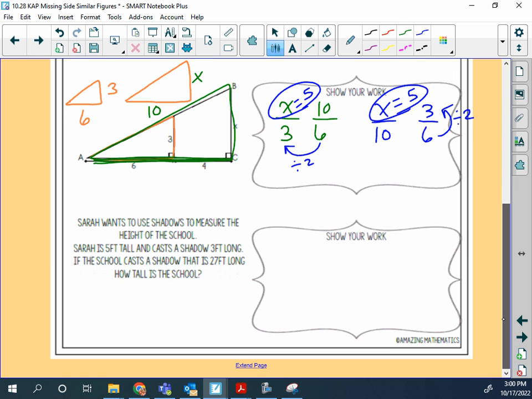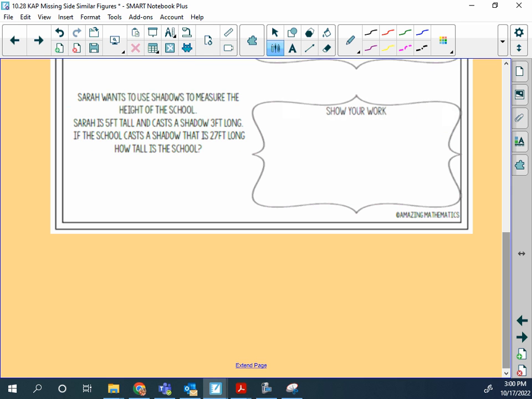Okay? All right. Sarah wants to use shadows to measure the height of a school. Sarah is 5 feet tall and casts a shadow 3 feet long. If the school casts a shadow that's 27 feet long, how tall is the school? So similar to last week when we did this with Pythagorean theorem, if you have a long word problem with no picture, the first thing I would do is draw it.